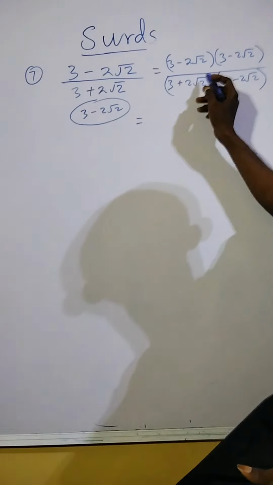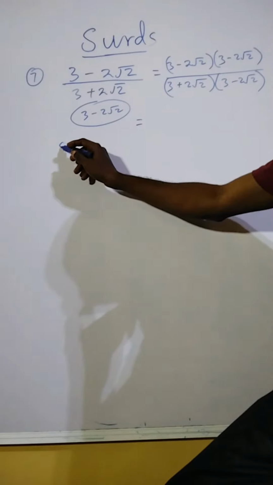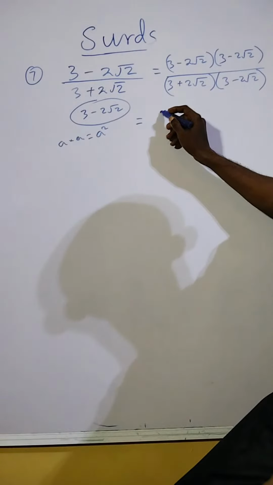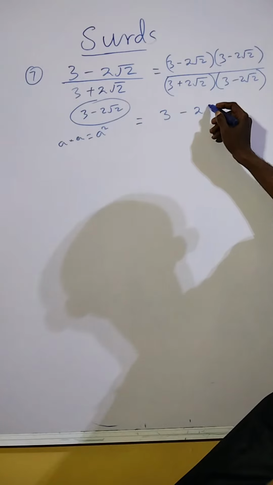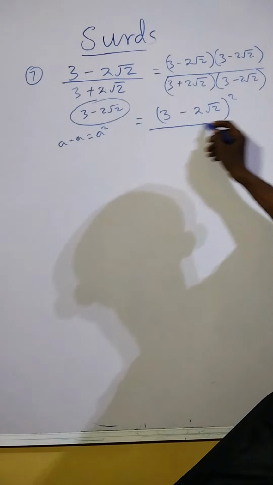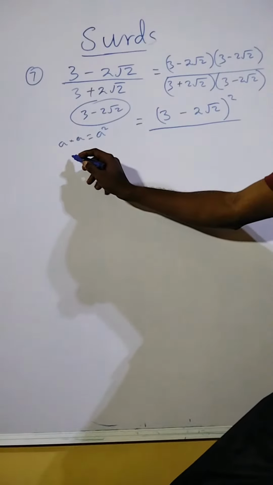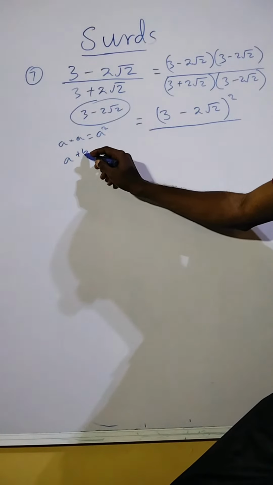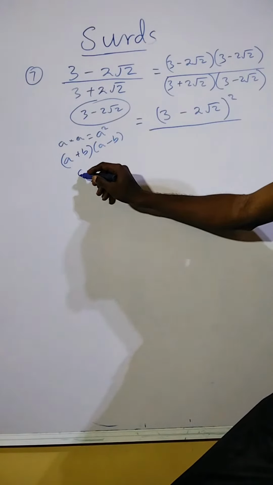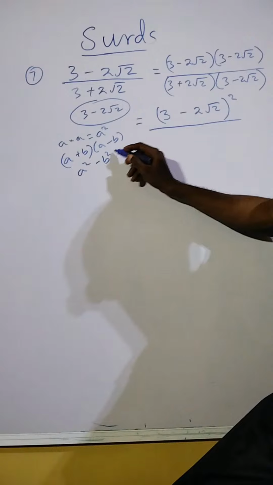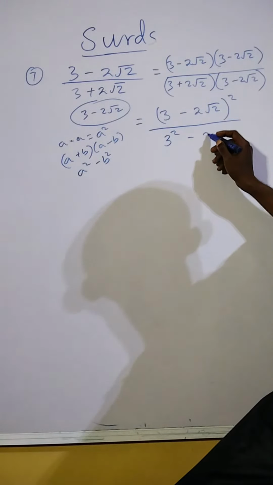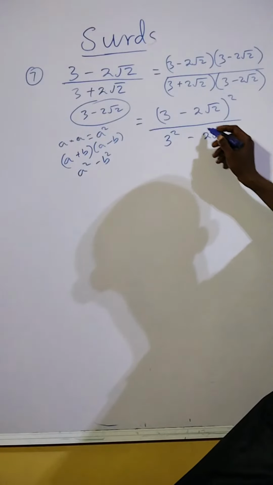Yeah, in this bracket we have the same thing, just like when we have a times a, and we simply write that as a squared. So we can write this as (3 minus 2 root 2) all squared, then divide by this, which follows when we have (a plus b) into (a minus b). So this is a squared minus b squared. That is, here a is 3, that's 3 squared, minus b is 2 root 2, that's (2 root 2) squared.